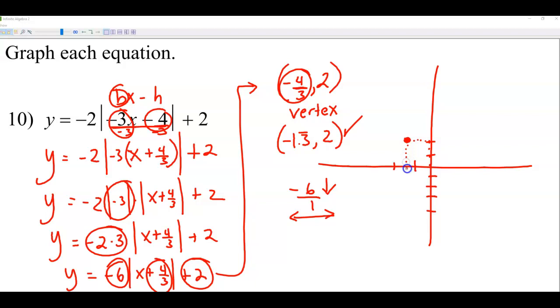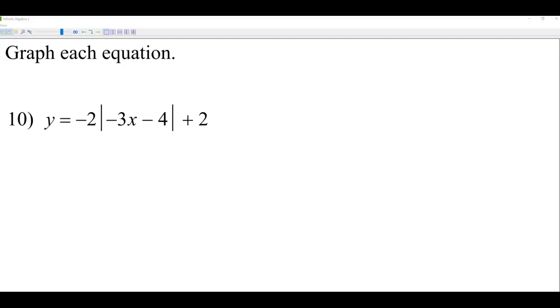So down 6, left 1, right 1. And I'm just estimating where those are at. It doesn't have to be very precise. And there we go. So my V shape would look something like that. Now on your guys' quiz, I made sure that when you take this number out, you don't get a fraction here, just to avoid that kind of confusion, but I figured we'd put it on the study guide at least.